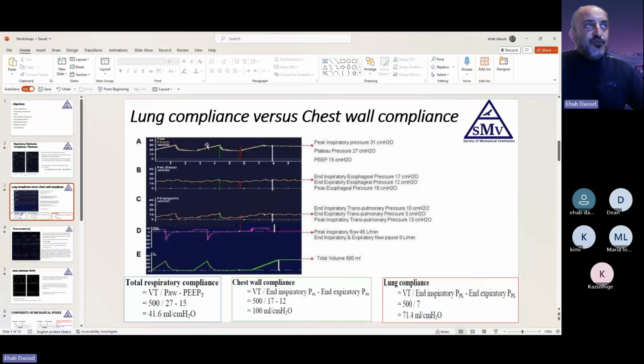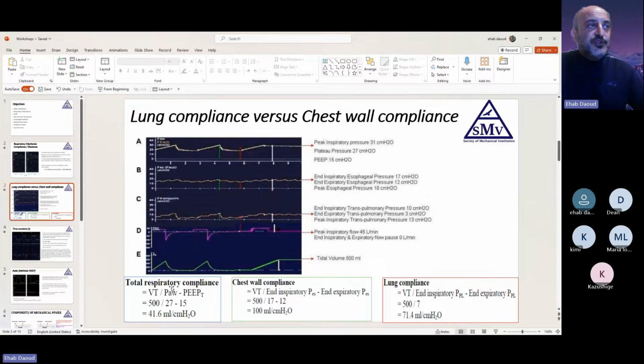So again, A is the airway pressure. We're still in volume control with the constant flow. B is the esophageal pressure tracing, which is a surrogate for the pleural pressure. Now C, the ventilator already constructs transpulmonary pressure, which is basically the airway pressure minus the esophageal pressure, gives you that transpulmonary pressure.